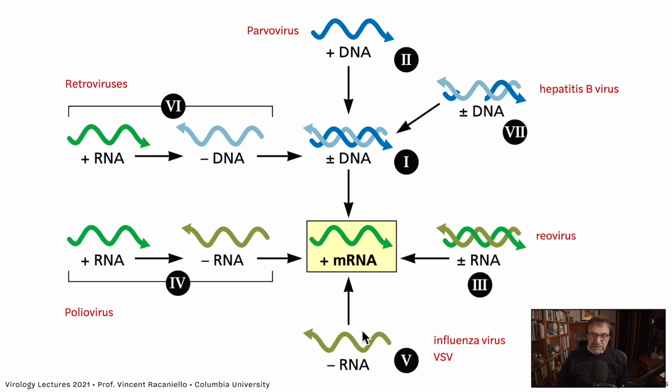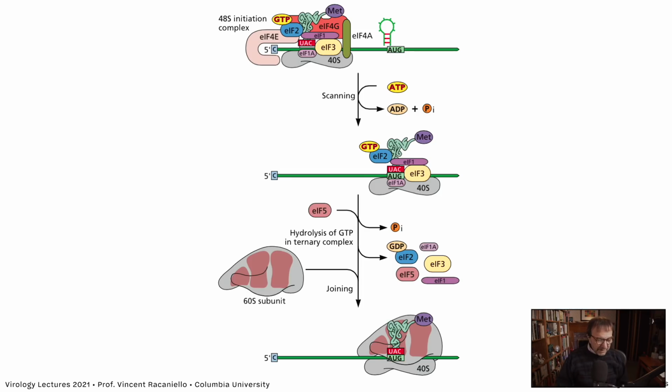We're going to talk a little bit about translation now. And to remind you what that is, we show you the Baltimore scheme again with mRNA at the middle. Remember, all these 7 classes of viral genome make mRNA that can be translated by the host cell. So what does the host cell do with that? And this is how translation occurs, in our cells at least.